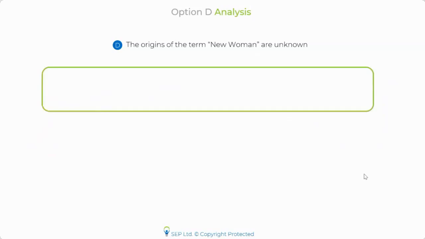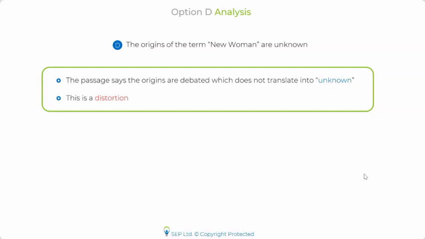See, the passage says the origins are debated, but we cannot say they are unknown. They are not clearly known and they are unknown are two different ways of putting the same thing. It's a distorted way of saying that the origins are not clearly known. So it's out. 23% of you chose D. You need to be very careful when you're going through the answer choices. Each and every word counts.